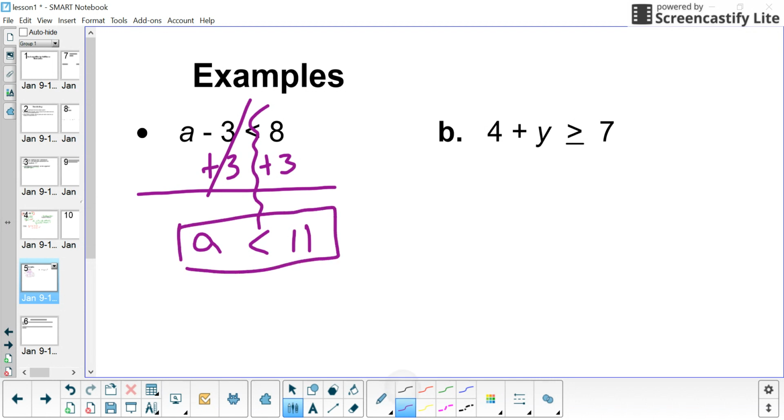If I were to check in this problem, I'm going to plug in any number that's less than 11. So 10 is less than 11.